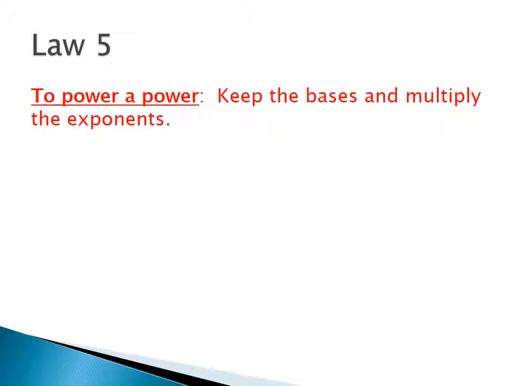The fifth law is when we raise a power to a power. When we raise a power to a power, we need to keep the base and multiply the exponents. An example is 7 to the second raised to the fifth. So we have two powers. We have 2 and 5 with the same base, which is 7. So all we need to do is to keep the base, which is 7, and multiply the exponents. 2 times 5 is 10.